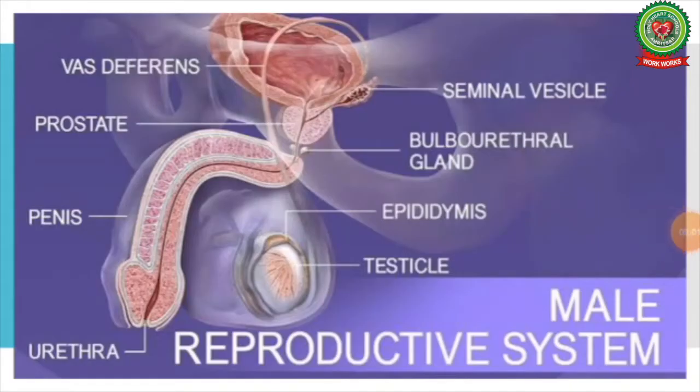This image shows the male reproductive system, which is comprising of essential reproductive organ and accessory reproductive organ. Essential reproductive organ include testicles, and accessory reproductive organ includes all these others. These are seminal vesicles, bulbourethral gland, epididymis, urethra, penis, prostate gland, and vas deferens.